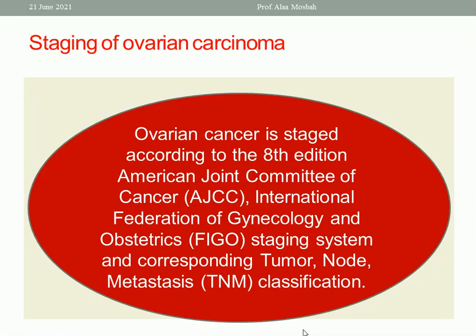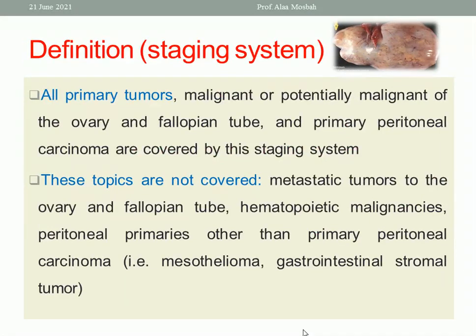Staging of ovarian cancer according to the 8th edition of the American Joint Committee on Cancer, International Federation of Gynecology and Obstetrics, the FIGO, staging system, and corresponding tumor node metastasis classification. But first, we should know this very well. All primary tumors, malignant or potentially malignant, of the ovary and the fallopian tube and the primary peritoneal carcinoma are covered in this stage. So we are covering three items: ovary, fallopian tube, and the primary peritoneal carcinoma.